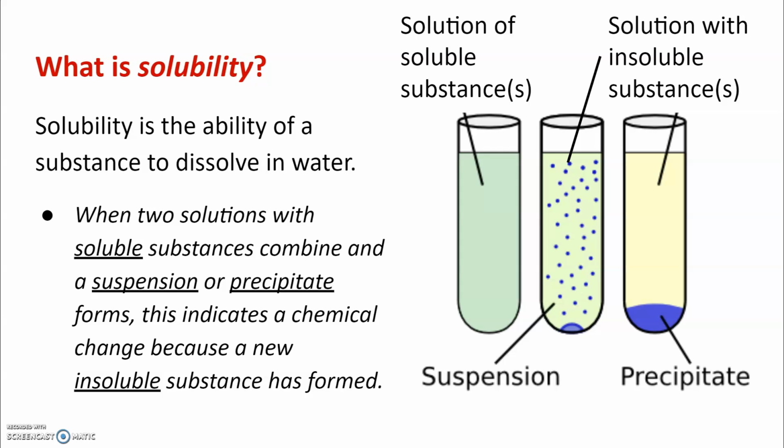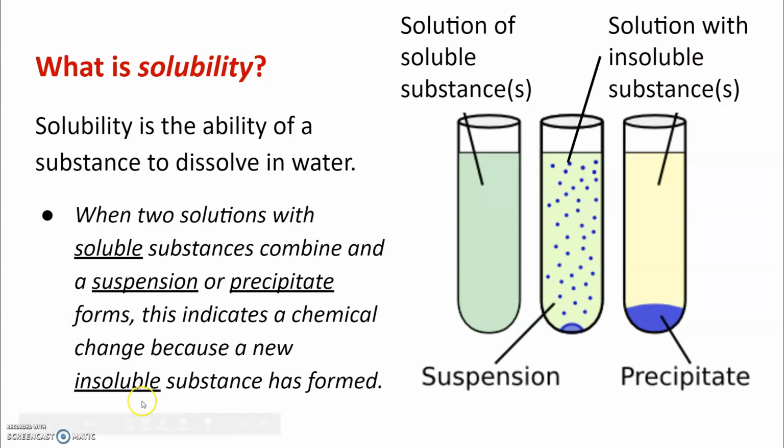And what we're going to be observing is when you take two solutions that are soluble, so it doesn't look like there's anything in them necessarily. They're typically transparent. They may or may not be colorless. But then when you combine them, a suspension or a precipitate forms. This indicates that there's a chemical change because a new insoluble substance has formed. So you've taken two things like salt that can dissolve in water, and when you mix them, the elements recombine to make something that cannot dissolve in water.